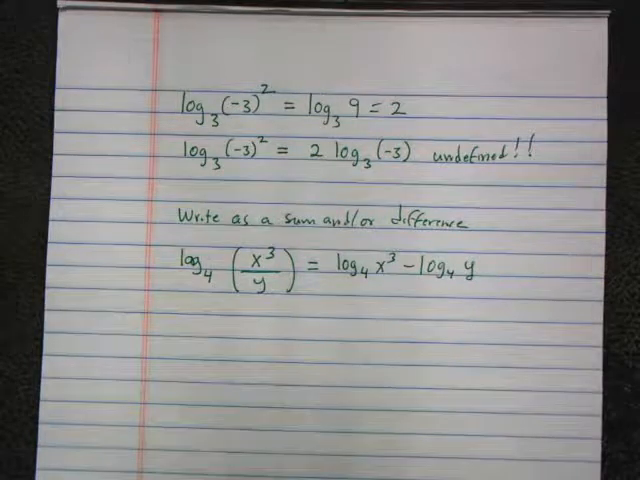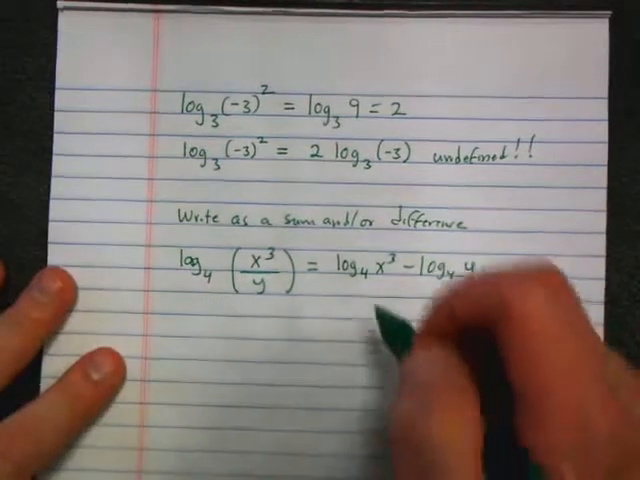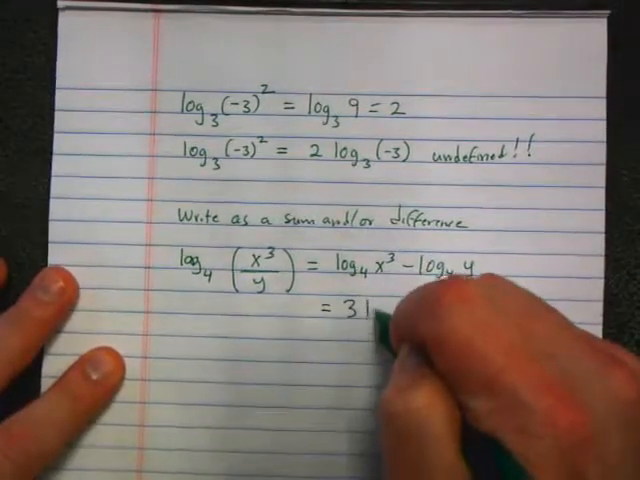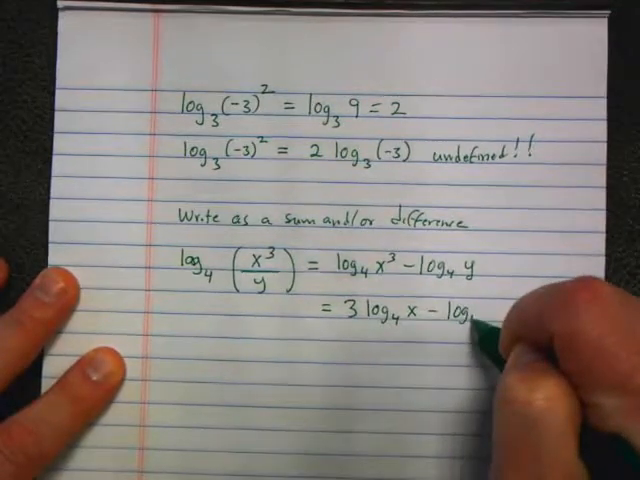Logs take division and turn them into subtraction. And then I'm going to use the exponent rule. What do logs do with exponents? The exponent comes out front. So the final answer would be 3 log base 4 of x minus log base 4 of y.